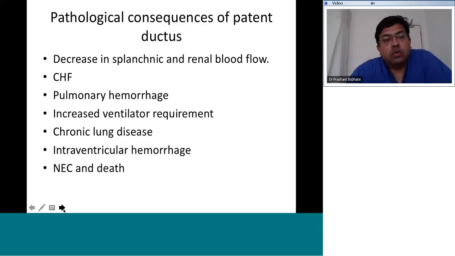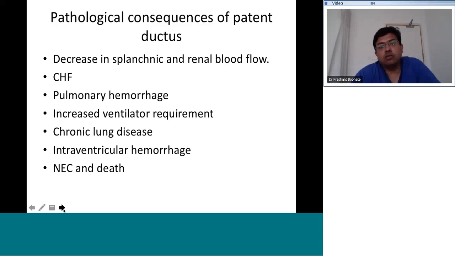So what are the pathological consequences of patent ductus? The reason why we are discussing predominantly preterm is that the medical management of ductus is usually done in a preterm baby. Once a baby is more than 2 to 3 months of age, we are more concerned about closure of the PDA. If it doesn't close in neonatal life, it usually doesn't close later in life. So the focus of this talk is going to be the medical management of a neonatal patent ductus arteriosus.